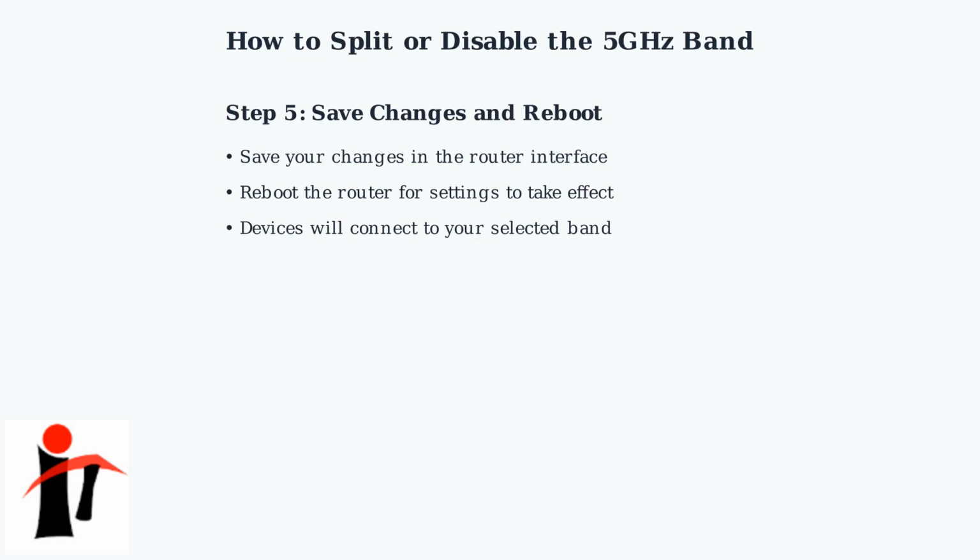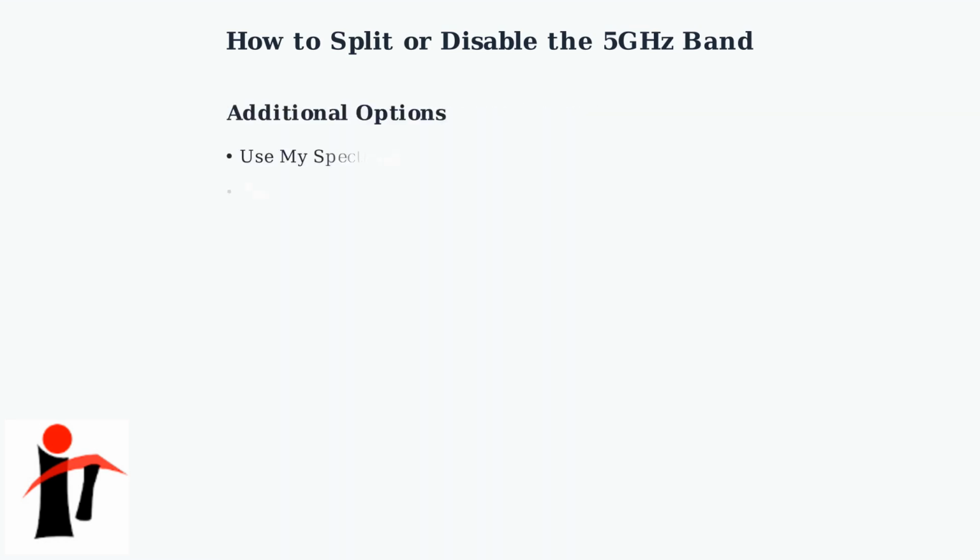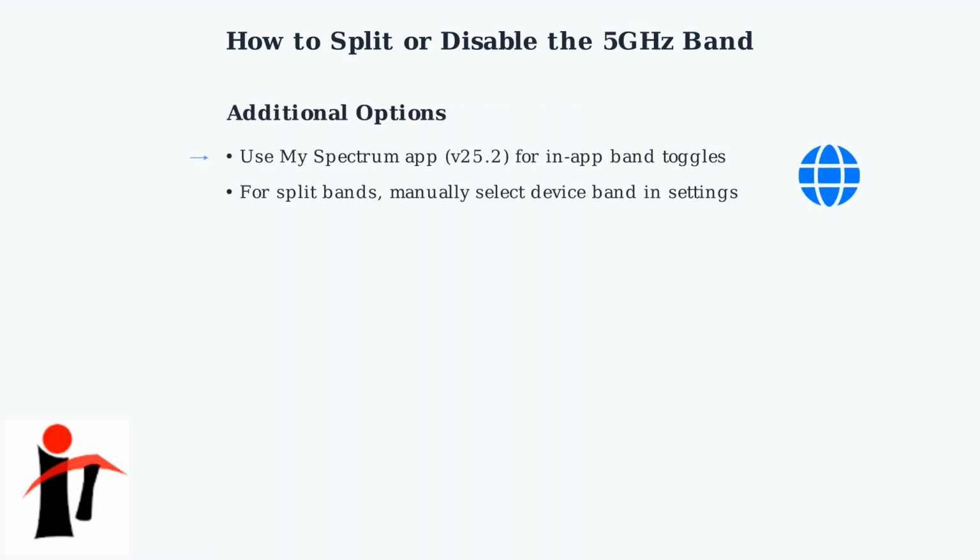Remember to save your changes and reboot the router for the new settings to take effect. After making these changes, devices will either connect to your selected preferred band or be limited to the 2.4 GHz band. Spectrum's My Spectrum app, version 25.2, released in June 2025, now includes in-app band toggles, reducing the need for web logins. If you decide to split the bands, remember to manually select the device's band connection from the settings menu on each device.